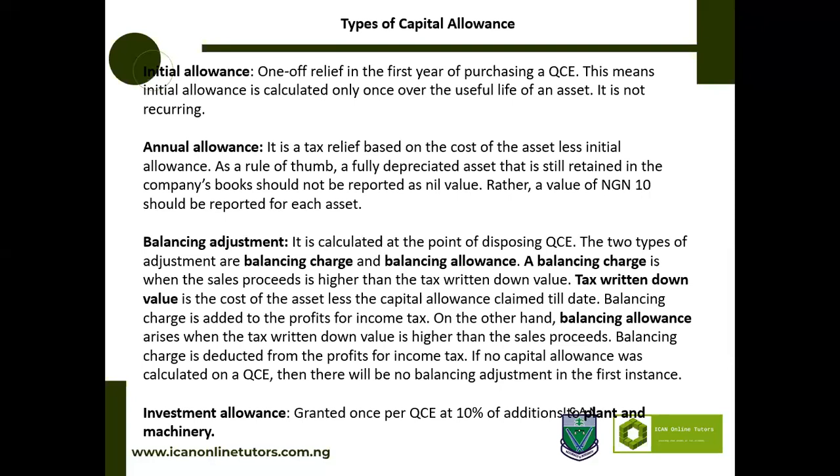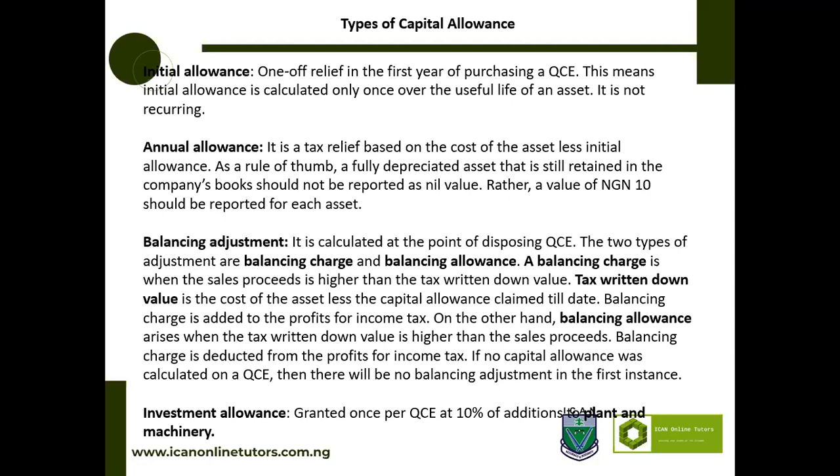Why am I using this? I'm using this because of a company that just commenced business. Let me say a company commenced business in the month of September 2002, and this company also purchased an asset in the month of October 2002. This asset, a motor vehicle, will enjoy an initial allowance of 50% on the cost.